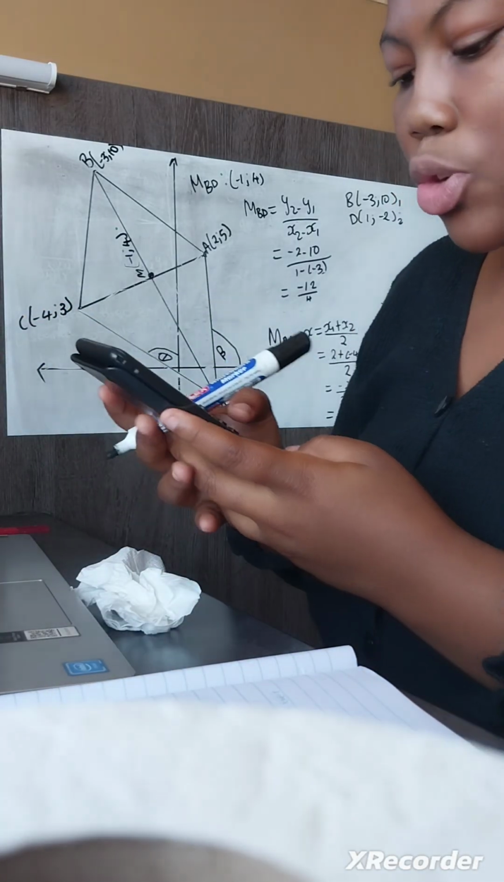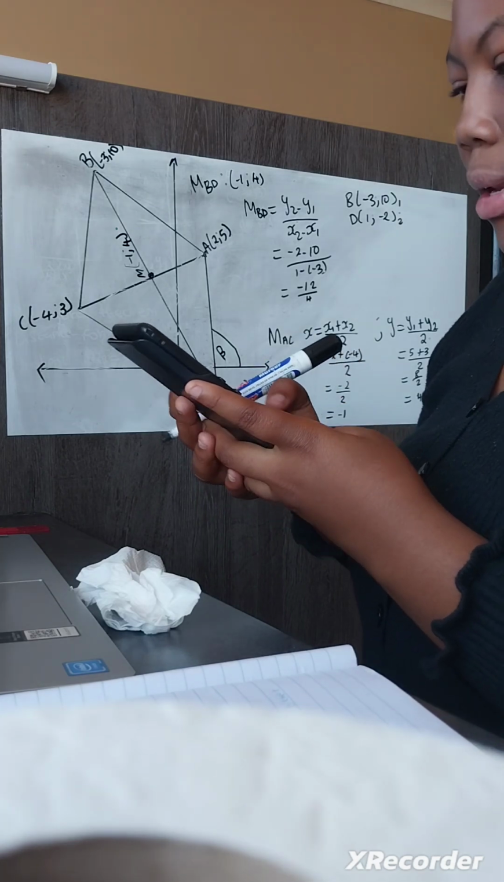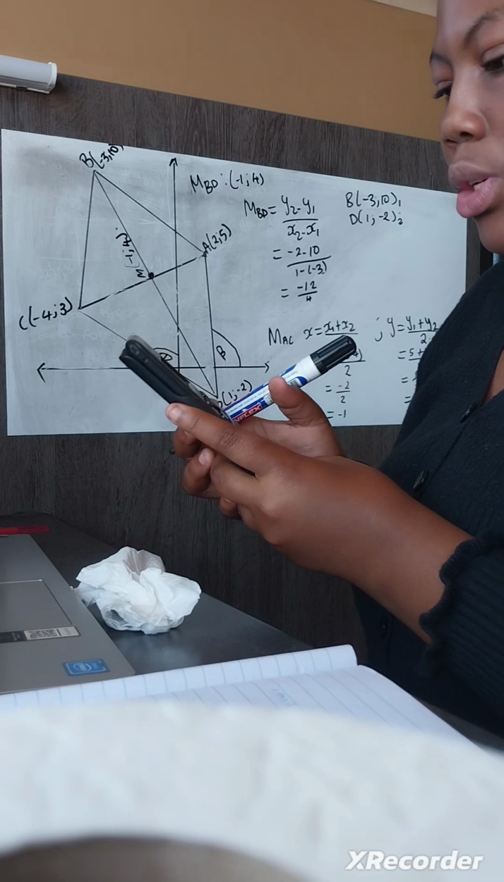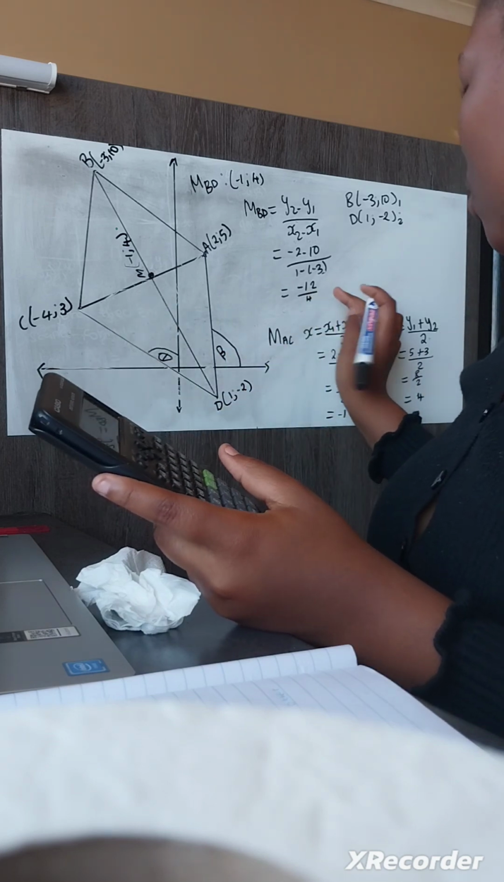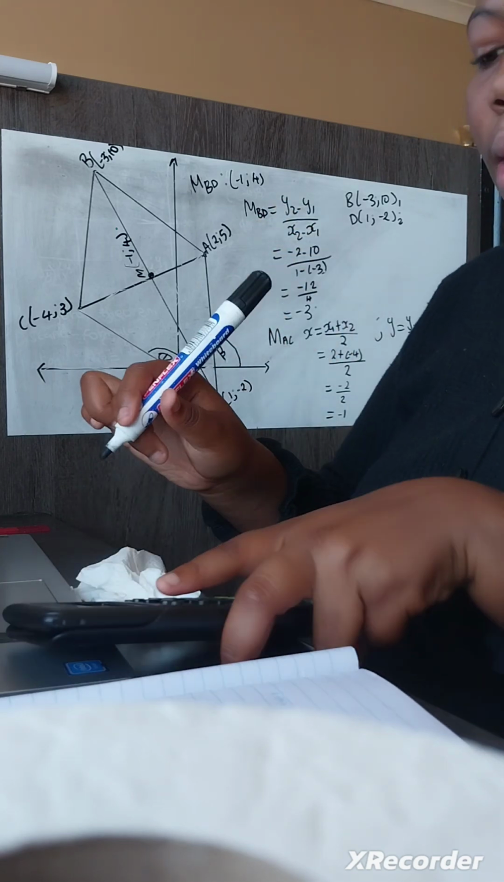Yes, I'm right. Okay, let's confirm it on the calculator. I'll have (-2 minus 10) all over (1 minus -3). Yes, -12 over 4 is equal to -3. So the gradient of BD is -3.